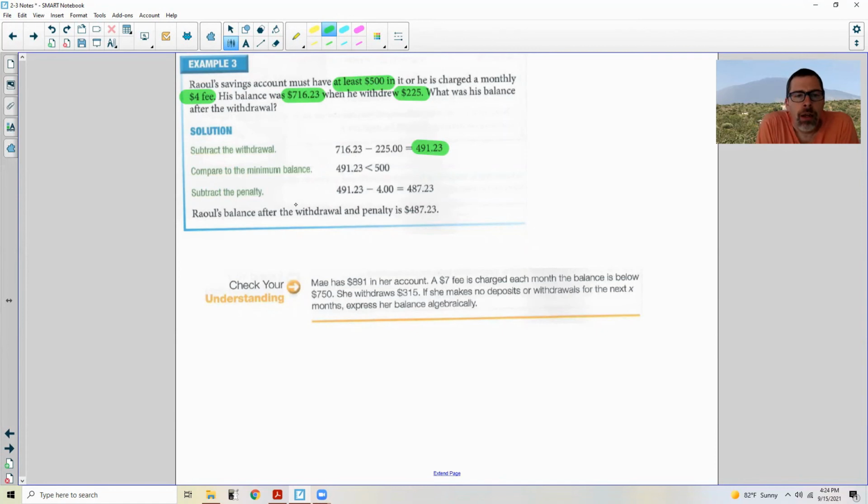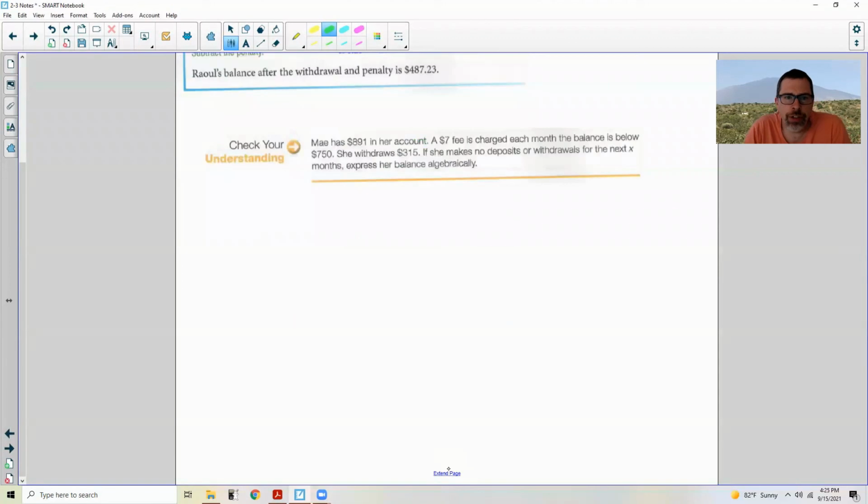Okay. Kind of have difficulty accepting an account that would do that, because if he does not make a deposit the rest of this month, next month it's going to cost him $4 again. So he better get $8.77 in there between now and the end of the month, or they're going to charge him another $4. Okay, so anywho, so now it says check your understanding.